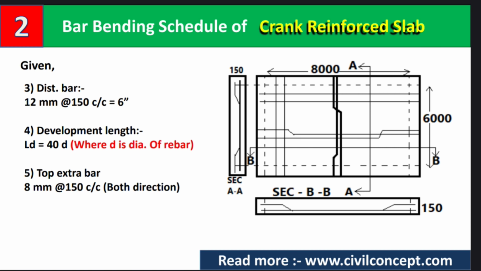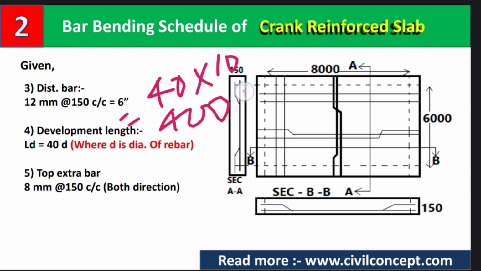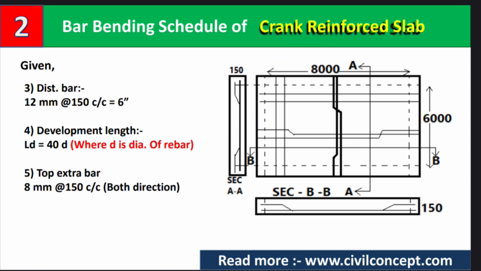In number 4, the development length provided in the slab is Ld equals 40D. Here D is the diameter of the rebar, whether it is 12 mm, 10 mm, whatever it may be. 40D means 40 into the diameter. If you are using a diameter of 10 mm, then it will be 400 mm as the development length of this slab.